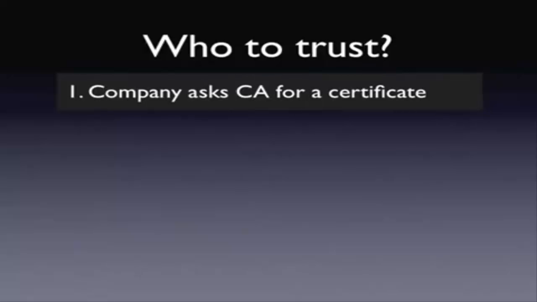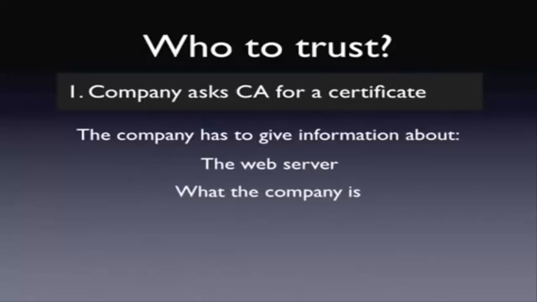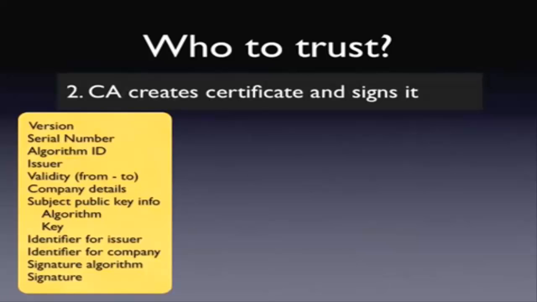Now, first, the company asks the certification authority for a certificate. In order to do this, the company has to give a whole lot of information about the web server that they're running it on, what the company is, where it's located. Now the certification authority checks the correctness of this information and the authenticity of the company by going through public records, receiving letter-headed paper, and generally just checking up. A bit like an application for a passport.